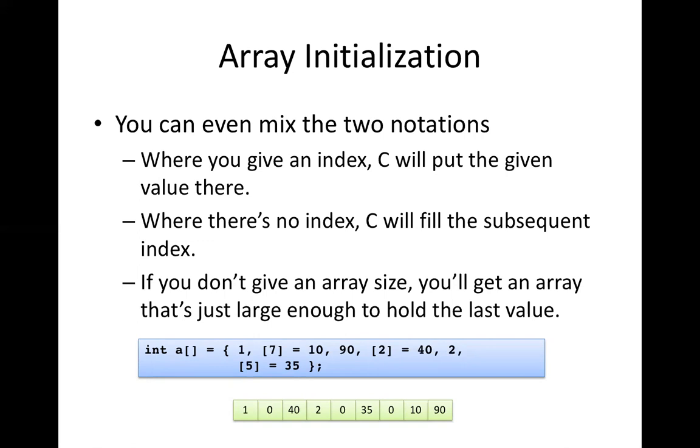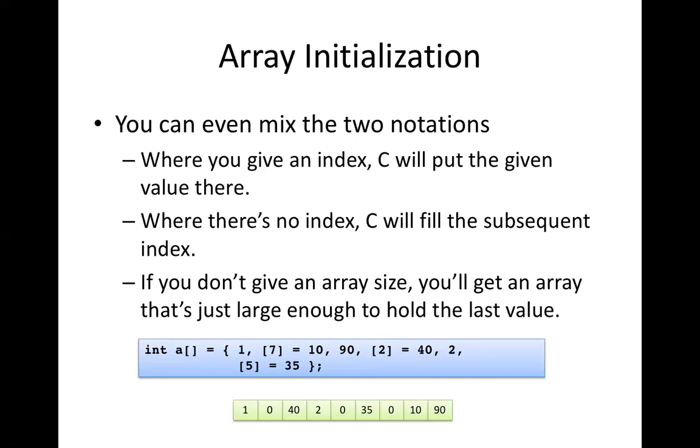If you mix the initialization syntax, so if you start listing a value, the compiler is going to assume, oh, that's the value that goes in the next index. So this 1 here is going to go into element 0, and then 10 is going to go into element 7, because that's where you said you wanted to go. This 90 is going to go into element 8, because that's the index after the 7.